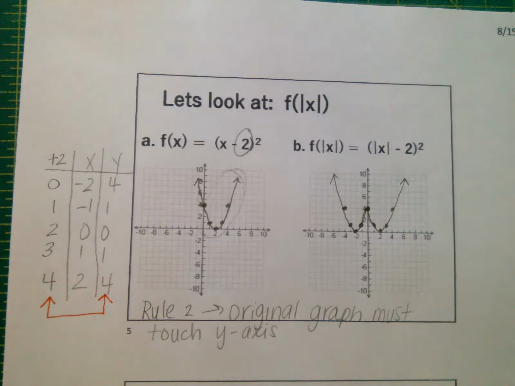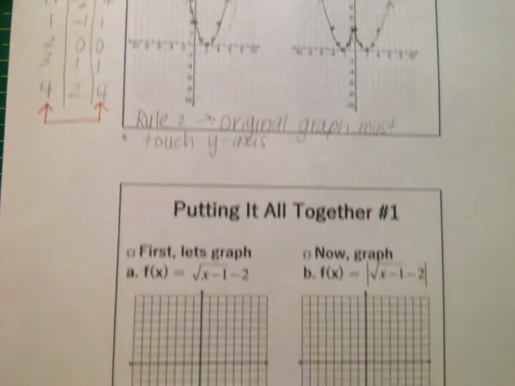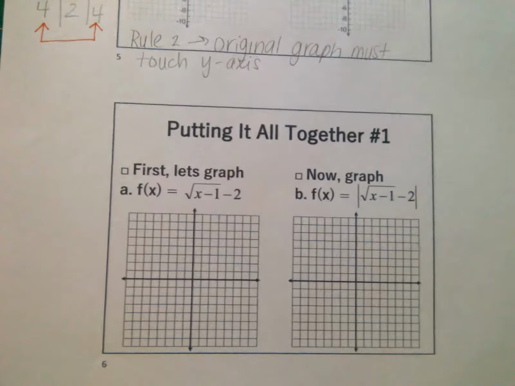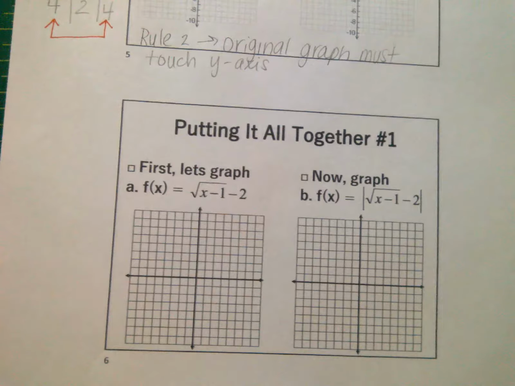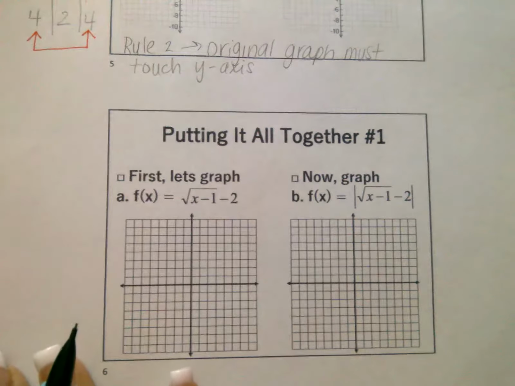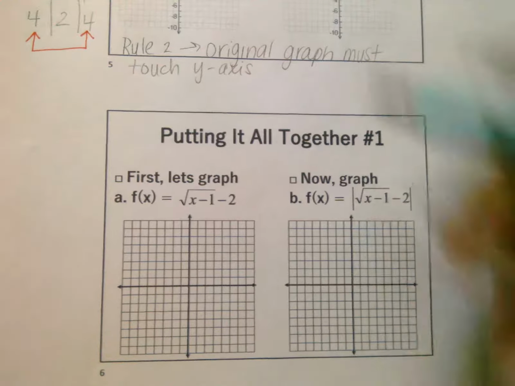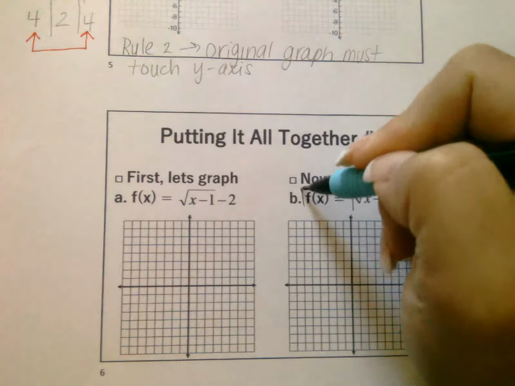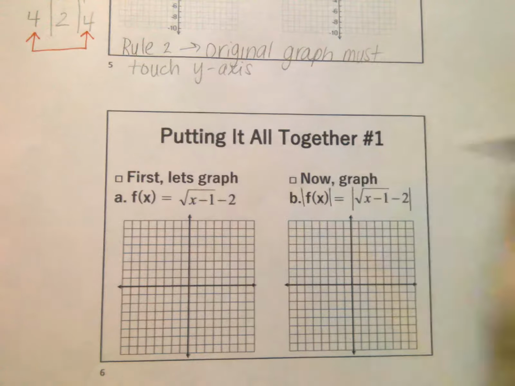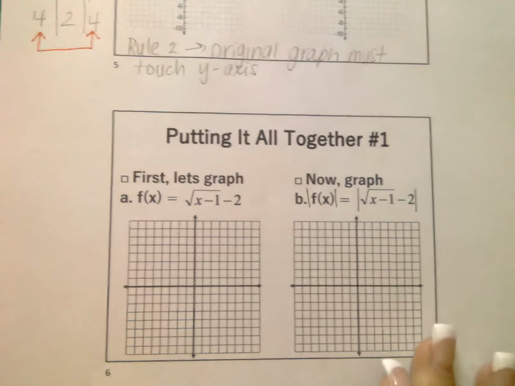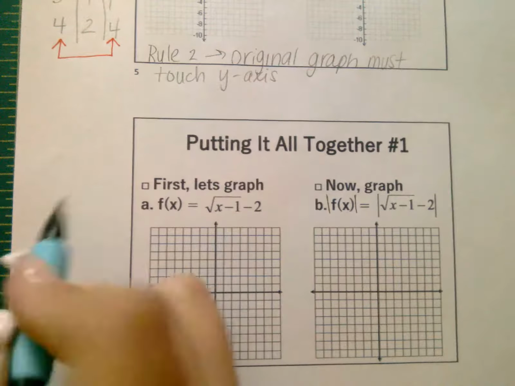Okay, so now we're going to do a couple examples where we put both of these rules together on the same function. So first we're going to graph an original in part A, and then we're going to take the absolute value of the entire function. So this should be like that. Okay, so this is a square root function.